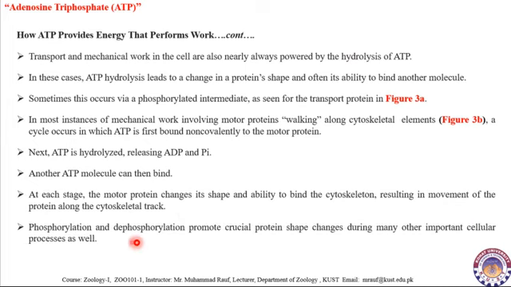The phosphorylation and dephosphorylation promote crucial protein shape changes during many other important cellular processes as well. So I hope you have got a bit of concept from the last 3 slides of how ATP catalyzes cellular work. ATP usually does so by phosphorylating a protein which then changes its conformation, or it phosphorylates one of the intermediates of a chemical reaction and makes it unstable and readily reactable.